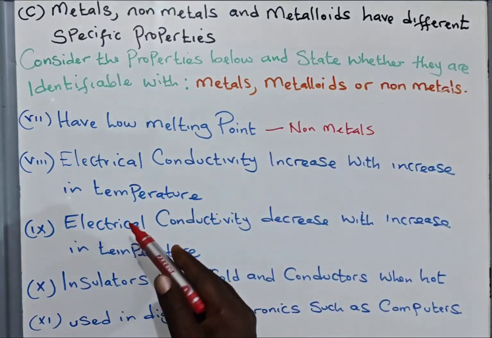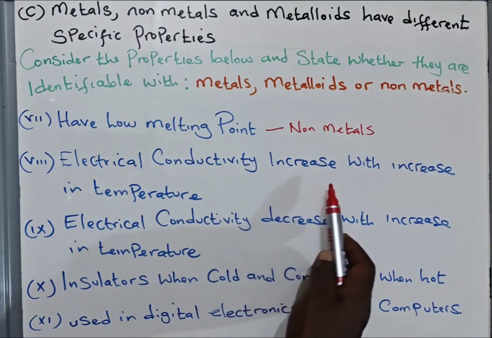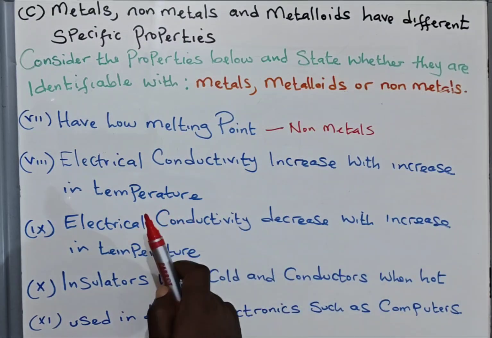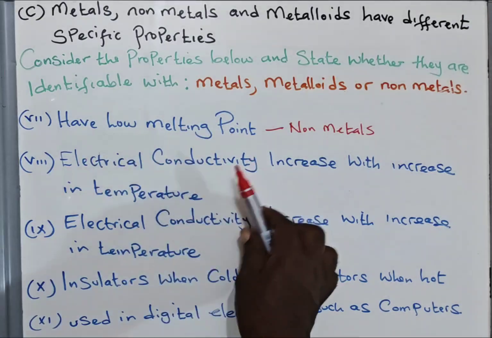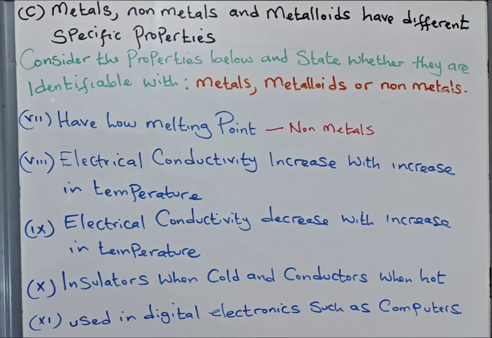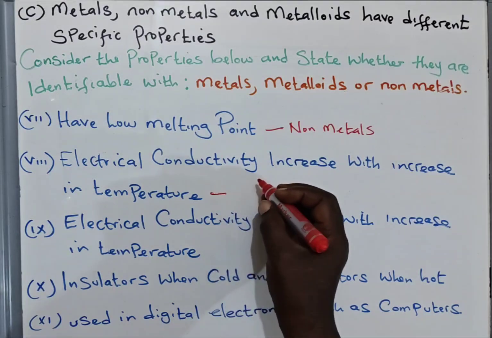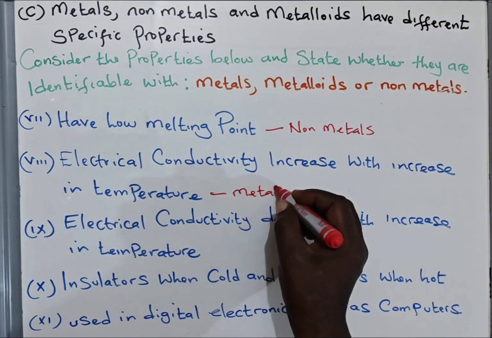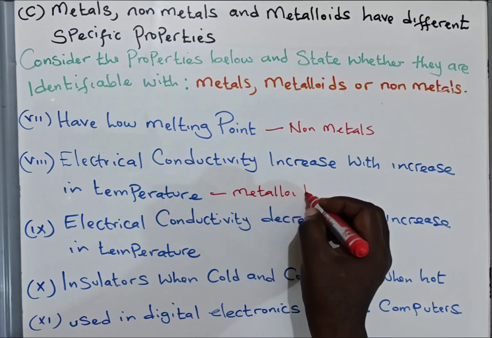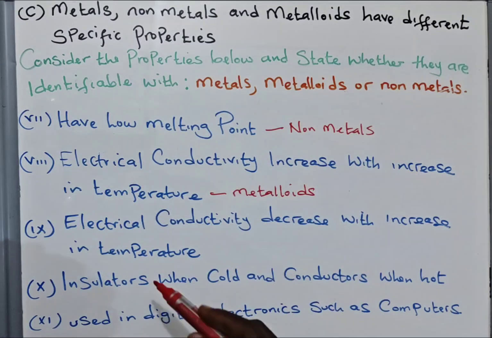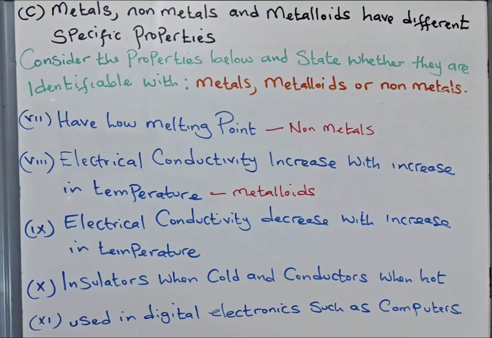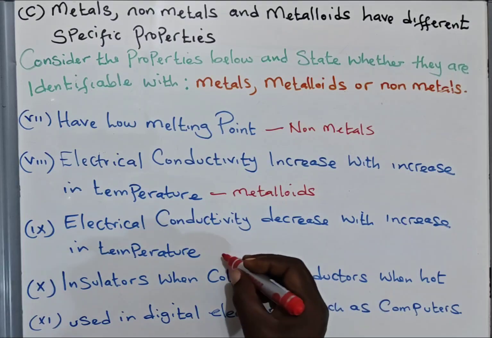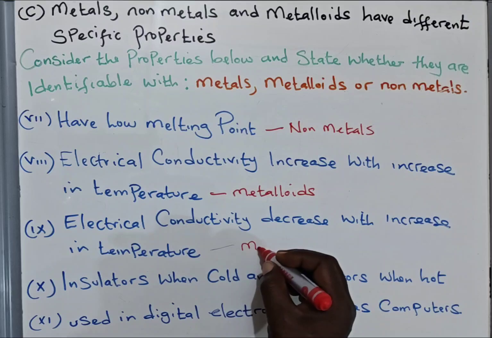Electrical conductivity increase with temperature. Which are these? Whose electrical conductivity increase with temperature? These are metalloids. And here, electrical conductivity decrease with increase in temperature. These are metals.